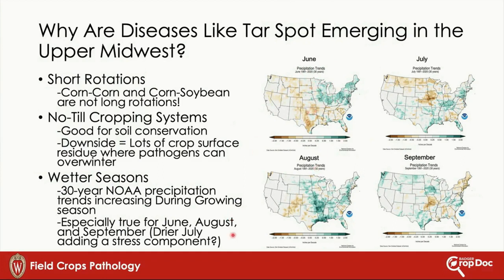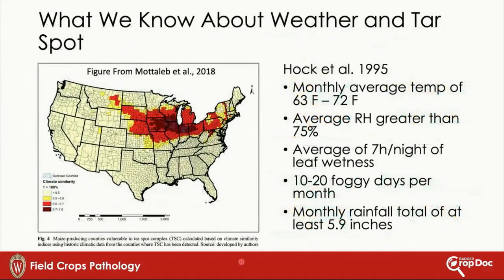Okay. The other thing that's happening in our systems is we have shorter rotations. So we're typically more on a corn or corn-soybean rotation. We have no-till cropping systems where we leave a lot of residue there. And that's all combined again with, on average, a wetter season that we're having, or wetter than the 30-year average at least. And we all know that August in recent years has been some of our wetter months in some areas of the upper Midwest. Could be drier in some areas too, but for the most part, where we see these tar spot epidemics has been trending on the wetter side of things.